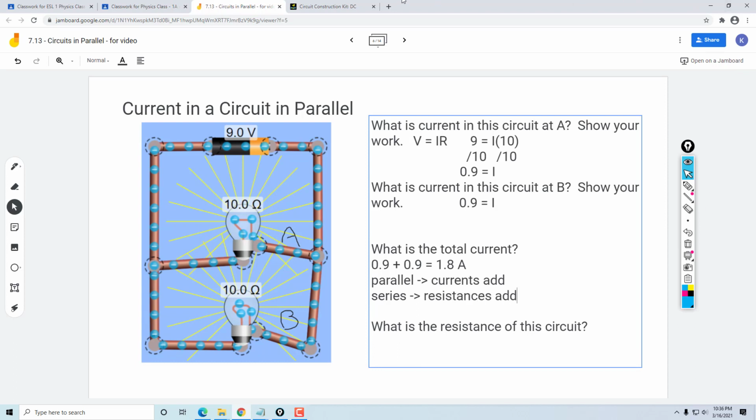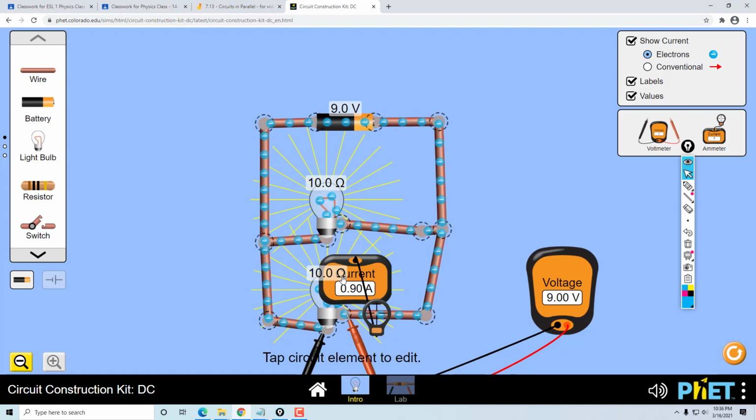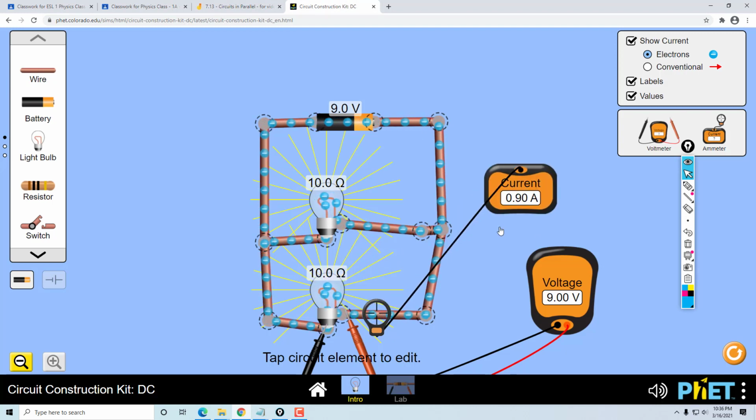And sure enough, if we look at our circuit, we see that here is 1.8. We got 0.9 here, 0.9 here. And we see that the electrons go faster in this part.